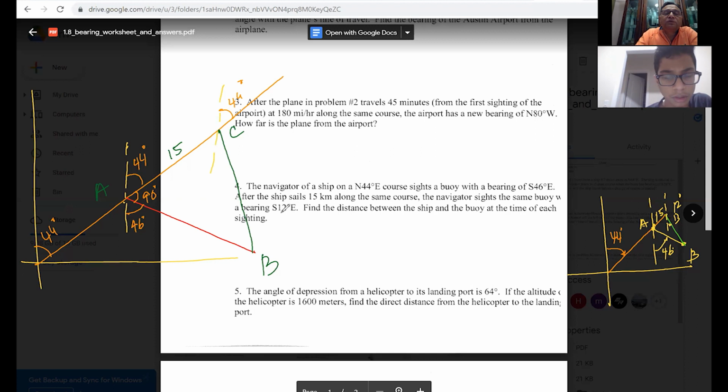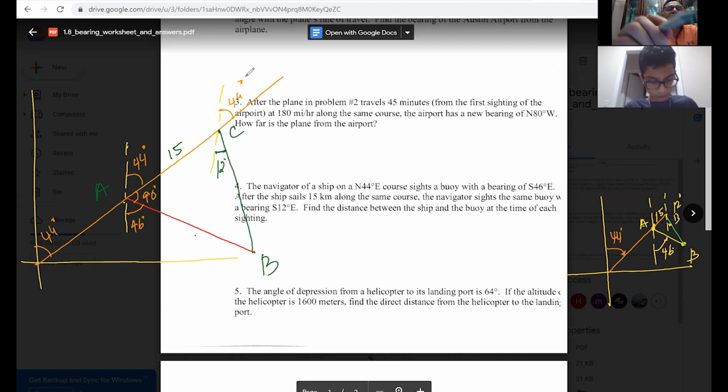And the bearing was 12 degrees south, this is 12. That's 12, yeah. So then we have to find the distance between the ship and the buoys at the time of each sailing. You need to find that angle C, like over there. We'll go to vertically opposite angle. So this is vertical, this is 44, and this is 12.